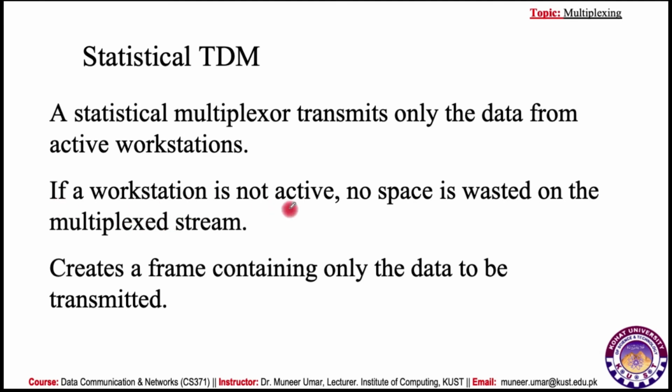If a workstation is not active, no space is wasted on the multiplexed stream, because the time slots are given only to the active stations. It creates a frame containing only the data to be transmitted, and no empty slots are used during the transmission of data. In empty slots, usually we put zeros, so there would be no dummy zeros during the transmission of data.